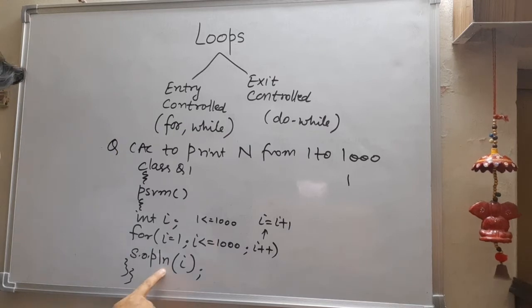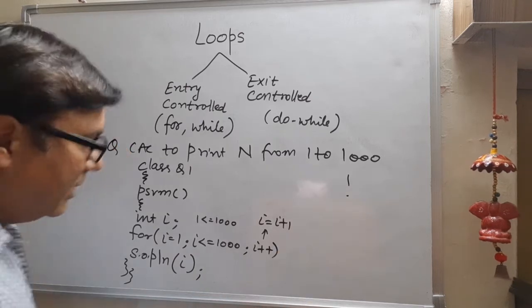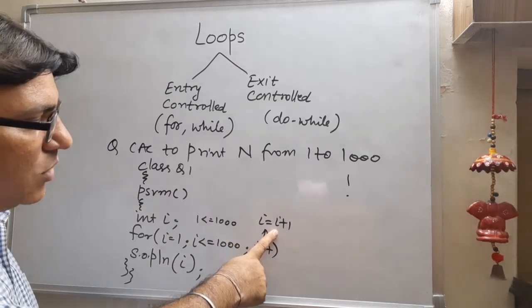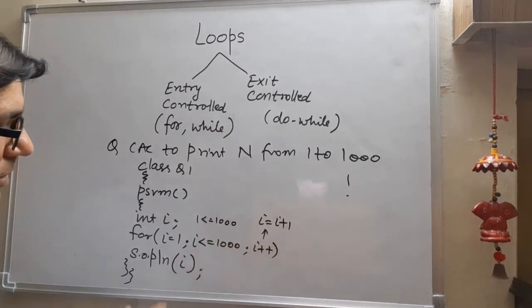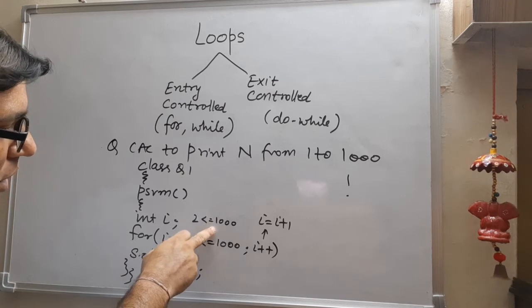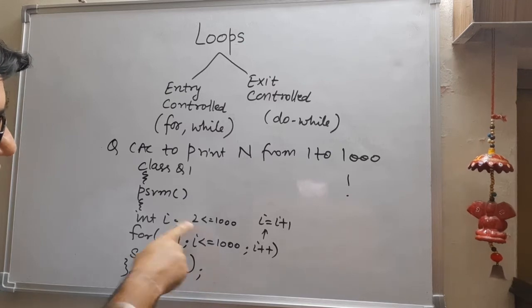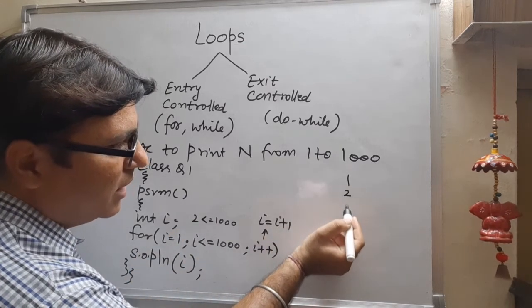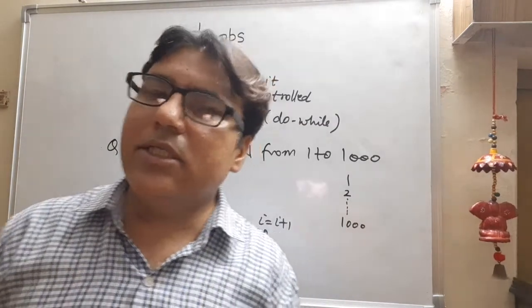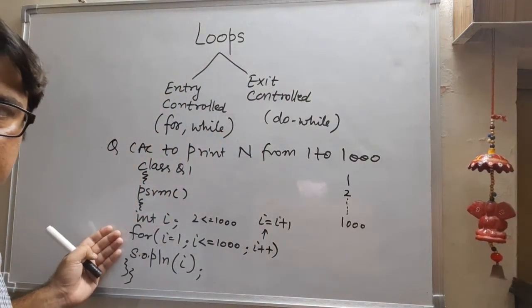After that, since println is here, the cursor will move on to the next line, and then again i++ or i = i + 1 means the increment of 1 will be done. The value of i will become 2 now. So 2 is less than or equal to 1000. This is again true. So if the condition is true, the statement will run forward and i is printed, that is 2 is printed on the screen. Similarly, the values up till 1000 are displayed on the screen. So this is the initial program that shows the working of the for loop.